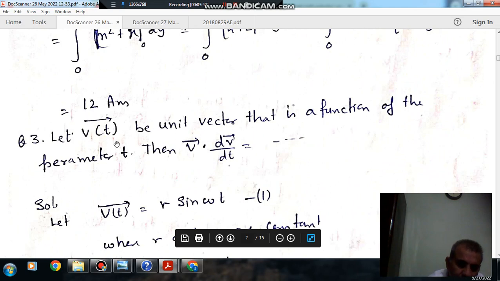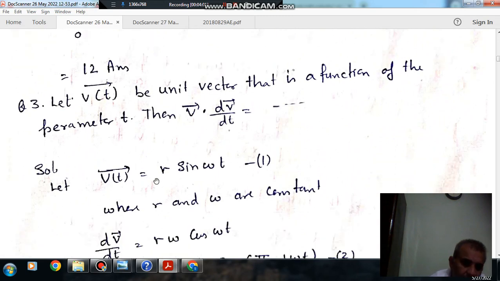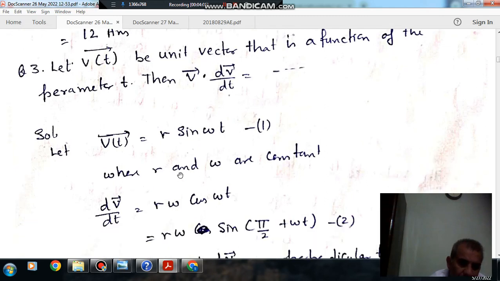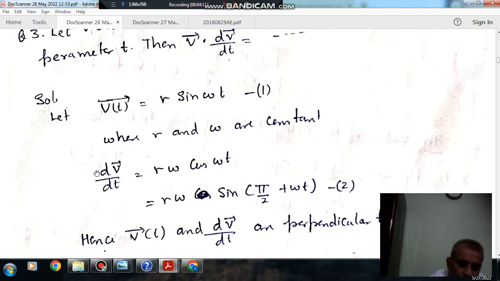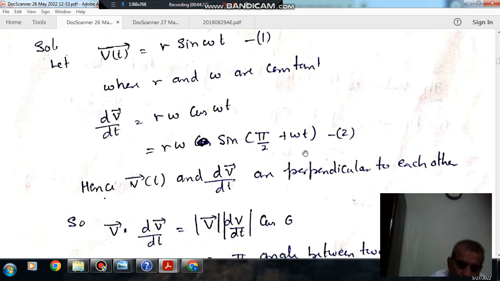Next, let V(t) be a unit vector that is a function of parameter t. Then vector v dot dv by dt is what? So let V(t) be r sin omega t, where r and omega are constant, and v is a function of t only. Differentiating, dv by dt is r omega cos omega t, and cos omega t can be written as sin of pi by 2 plus omega t.